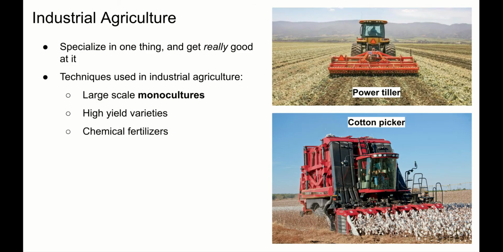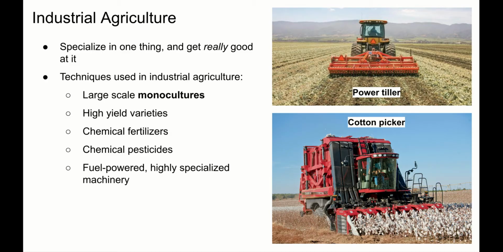Chemical fertilizers might be used in industrial agriculture. Chemical pesticides are probably used. And we're not doing things by hand. We're using fuel-powered and highly specialized machinery, like this power tiller, which is turning over the soil. It's plowing under some of this waste that was left over from the wheat harvest. This is our highly specialized cotton picker that is really good at driving through a field of mature cotton and pulling off mostly just the cotton tufts and leaving behind the stalks.